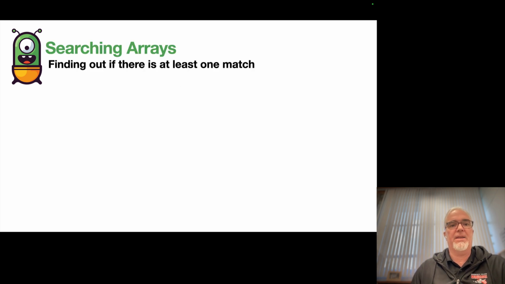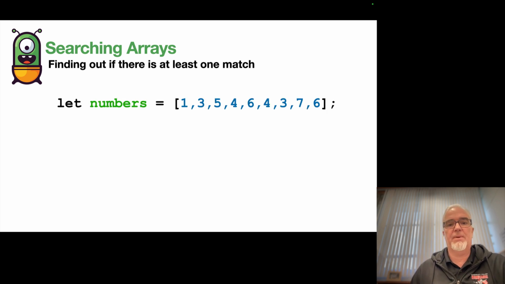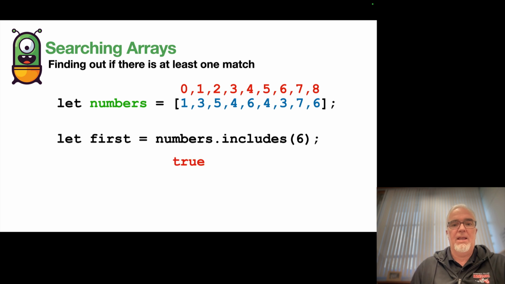There are other ways you can find out things about arrays or searching for arrays. Let's find out if there's at least one match in the array. Okay, so if I have that numbers set, then I can use includes, and this time what it says is true or false. It does not give me the index back. What it gives me back is whether it includes that number at least once. It could include it 100 times or one time. It will still just give you true.